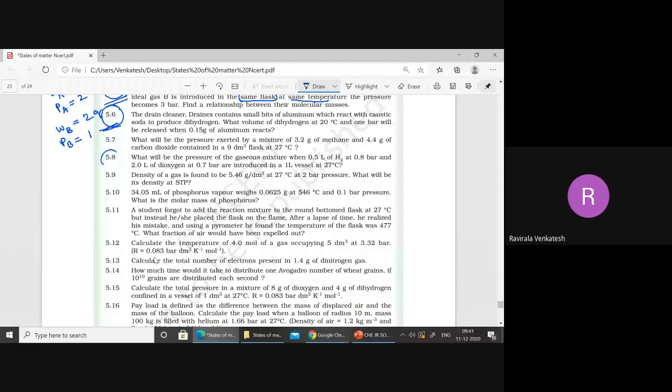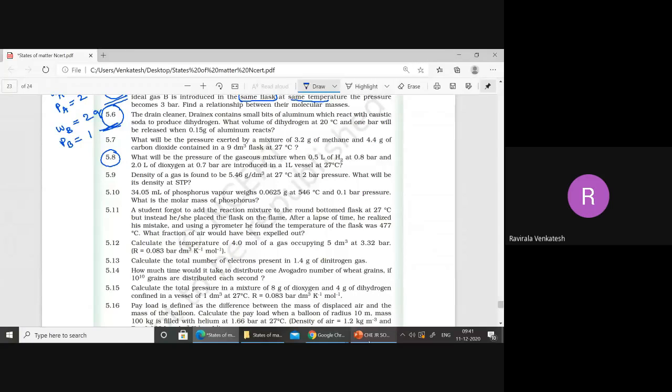5.8. What will be the pressure of the gaseous mixture when 0.5 liter of hydrogen at 0.8 bar pressure and 2 liters of dioxygen at 0.7 bar pressure are introduced in a 1 liter vessel? What will be the pressure?